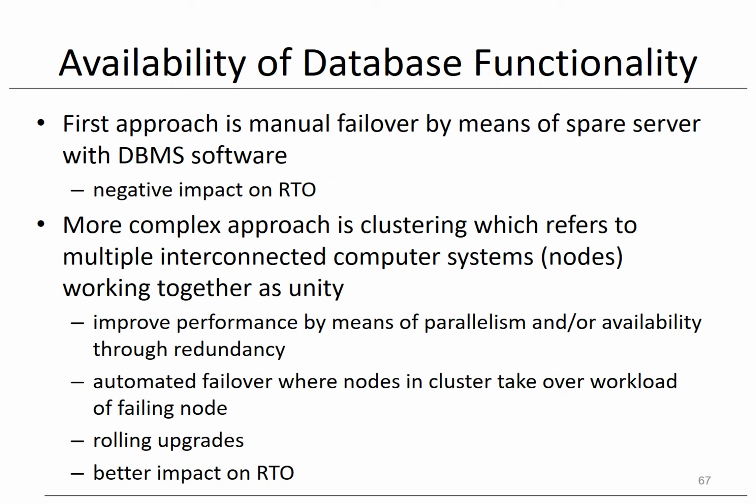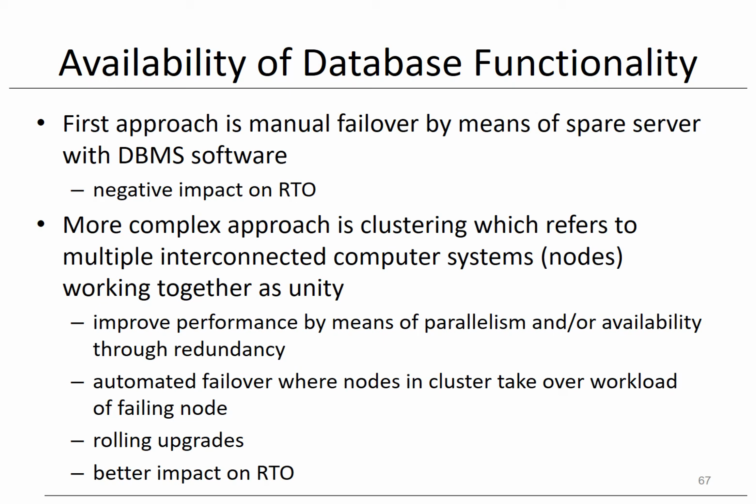In terms of availability of database functionality, the first simple approach is to provide for manual failover of DBMS functionality. This means that a spare server with DBMS software is on standby. However, in case of a calamity, manual intervention is needed, initiating startup scripts, etc., to transfer the workload from the primary database server over to the backup server. This inevitably takes some time, hence pushing back the RTO.